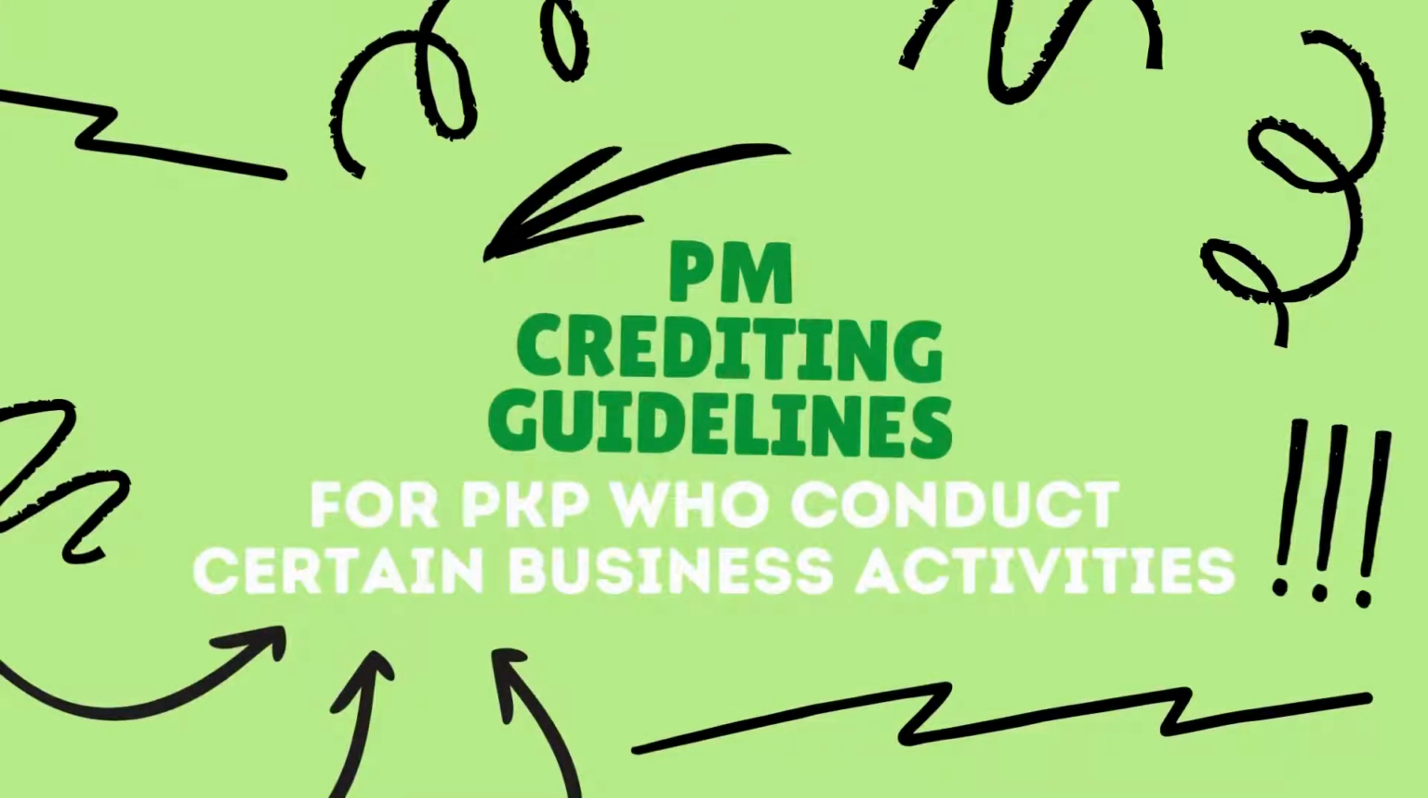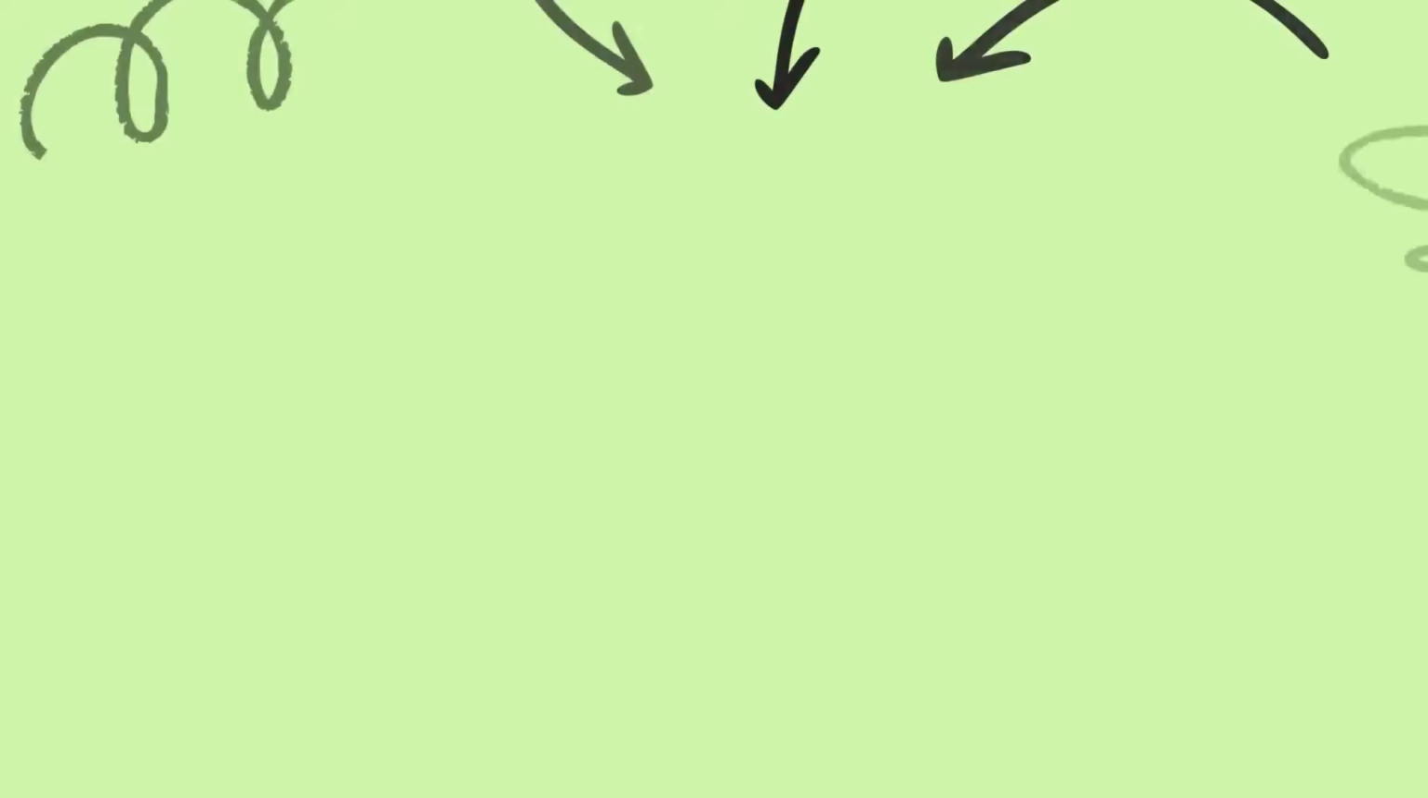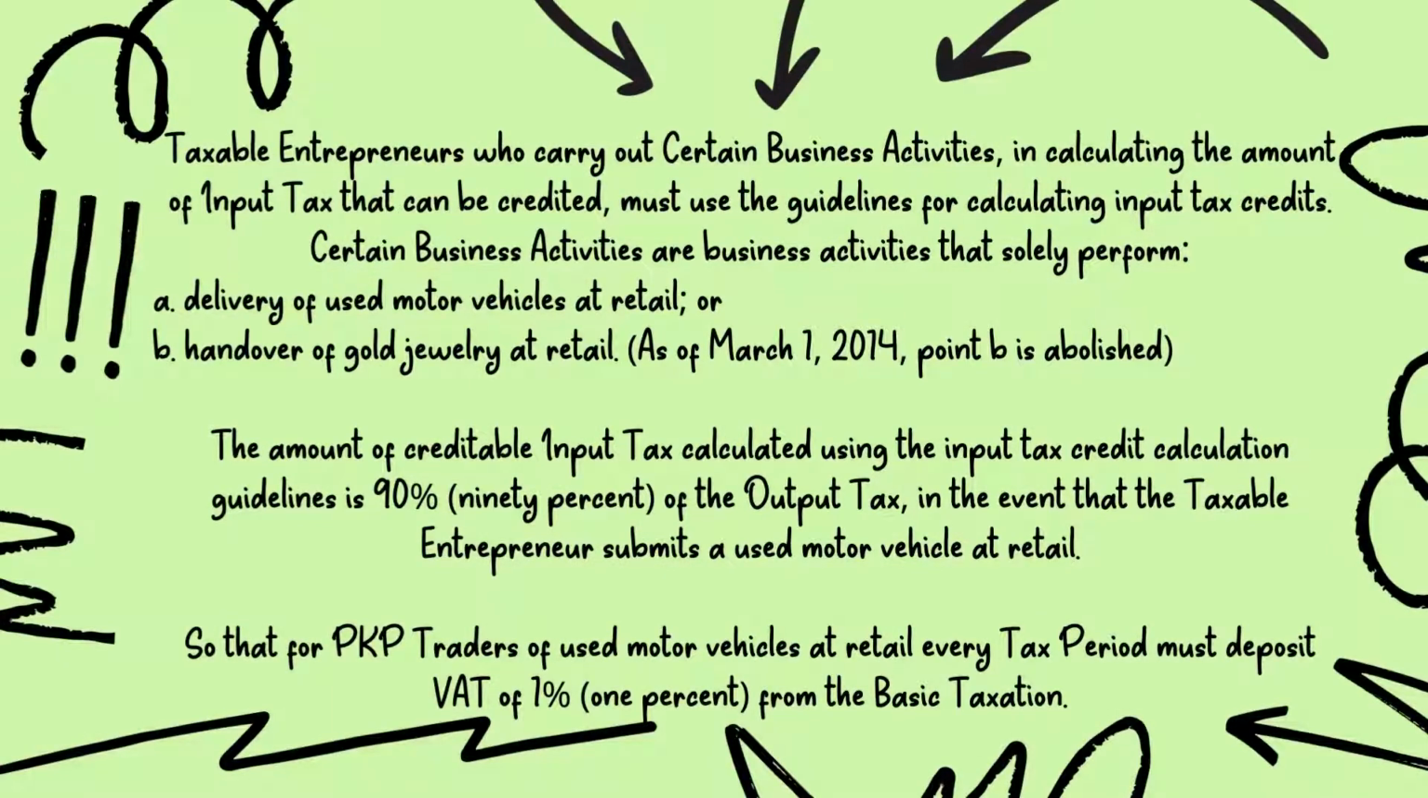Next is PM crediting guidelines for BKP who conduct certain business activities. Taxable entrepreneur who carry out certain business activities in calculating the amount of input tax that can be credited must use the guidelines for calculating input tax credit. Certain business activities are business activities that solely perform delivery of used motor vehicle at retail, handover of goods generally at retail. As of March 1, 2014, point B is obliged.